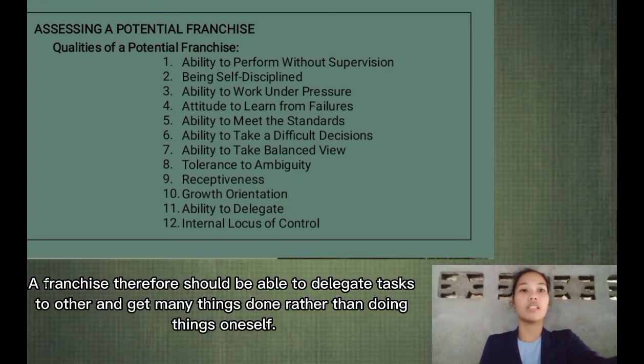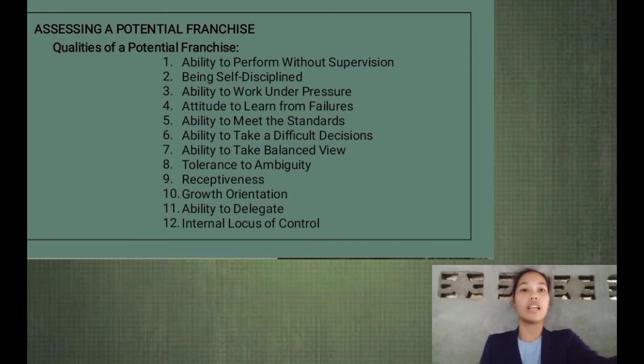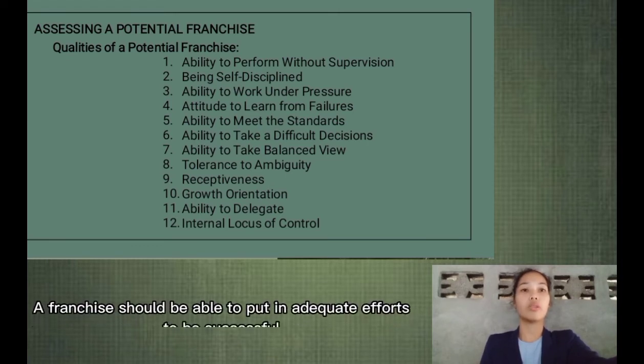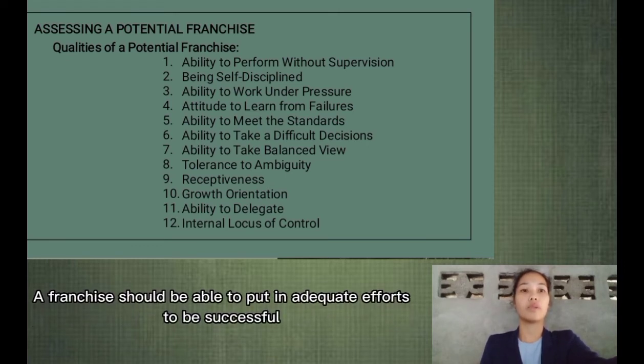Number 11 is ability to delegate. A franchisee should be able to delegate tasks to others and get many things done rather than doing things oneself. The last one is the internal locus of control. A franchisee should be able to put in the adequate efforts to be successful.